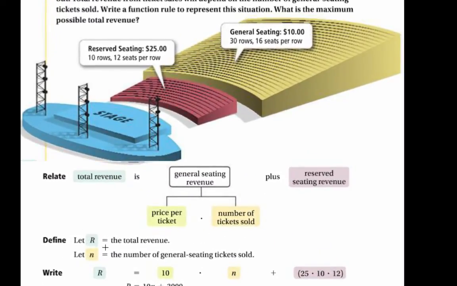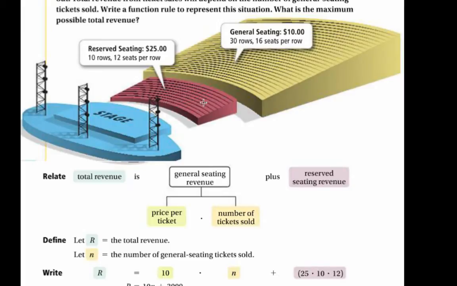So we're going to let capital R equal the total revenue. We're going to let N equal the number of general seating tickets sold. And basically, after we define our variables, we take our relate statement and write our equation. So capital R equals 10 times N. Okay, that's $10 per number of tickets sold for general seating, plus 25 times 10 times 12.